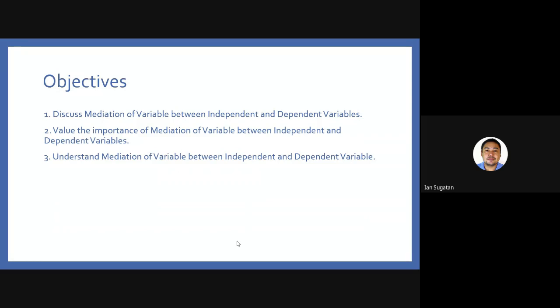Okay, so our objectives for this evening are as follows. Number one, discuss mediation of variable between independent and dependent variables. Number two, value the importance of mediation of variables between independent and dependent variables. And number three, understand mediation of variables between independent and dependent variables.